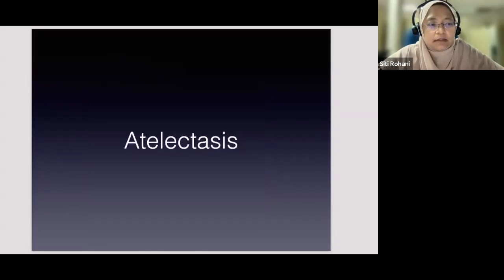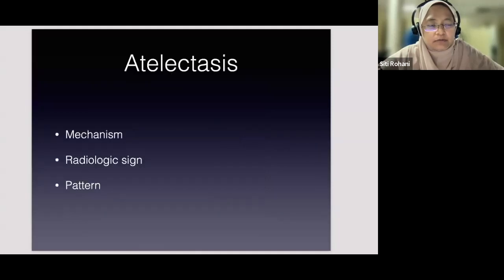Okay. Next is atelectasis. This is also important to recognize on chest X-ray. Atelectasis also presents as opacity in the lungs, but we need to differentiate between atelectasis and consolidation, firstly because the mechanism is different. There are radiologic signs for you to identify atelectasis, and the pattern of atelectasis is also different depending on which lobe is collapsed.